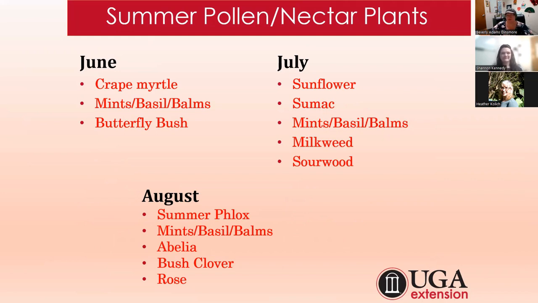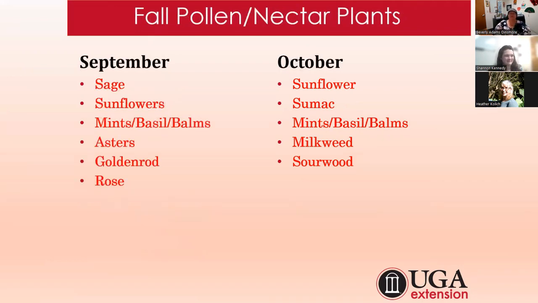July could be a sunflower, a milkweed, or sourwood. August would be bush clover, rose. Everybody loves roses. Then for fall, in September, it could be the goldenrod, your rose. October, sunflower, sumac, milkweed, sourwood. These are some different plants, trees, and shrubs that you can plant, and this would be when they would be blooming.